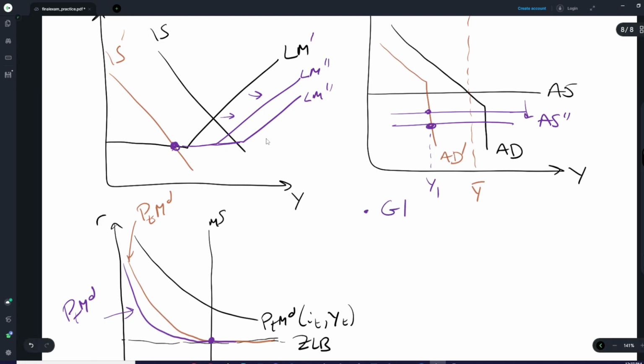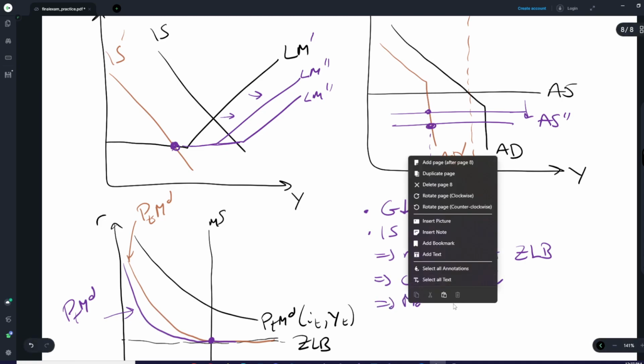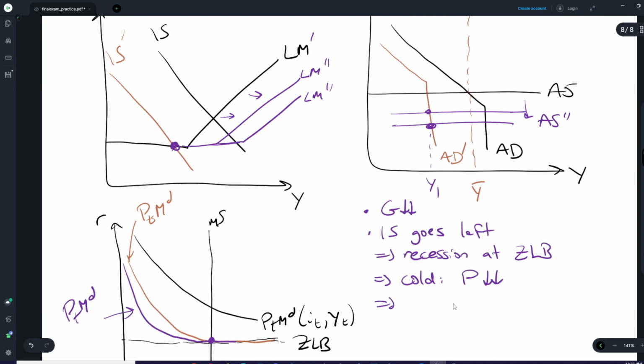So let's say that G falls a lot. This means that IS goes left. We have a recession at the zero lower bound. The economy is cold, which means that prices start falling. This means that PTMD is falling. But when PTMD falls, you get no change in R. With no change in R, you get no stimulus or recovery.